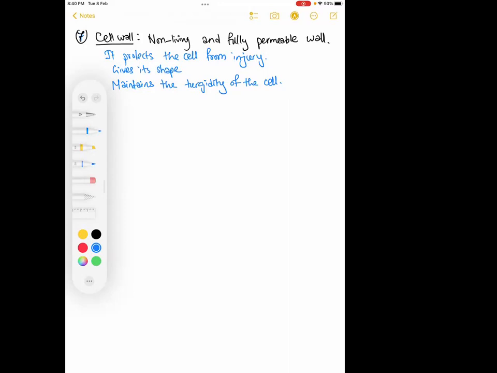Turgidity of the cell means that it holds its shape, right? Basically, yes. These are actually the same point. It mainly means that it holds its shape.